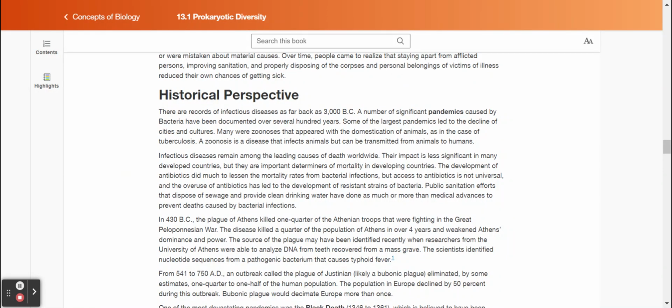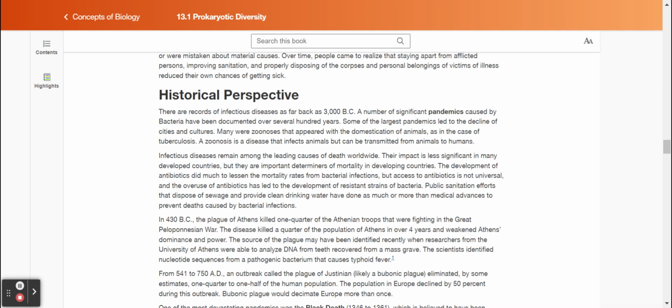There are records of infectious diseases as far back as 3000 BC. A number of significant pandemics caused by bacteria have been documented over several hundred years. Some of the largest pandemics led to the decline of cities and cultures. Many were zoonoses that appeared with the domestication of animals, as in the case of tuberculosis. A zoonosis is a disease that infects animals but can be transmitted from animals to humans.